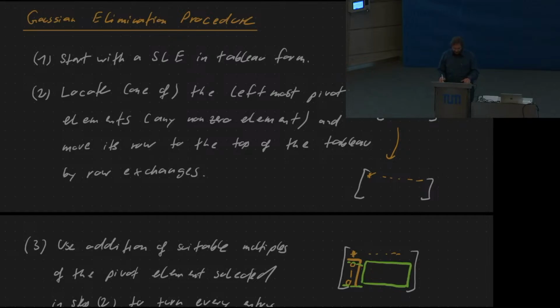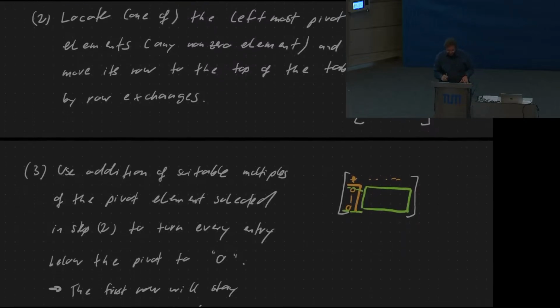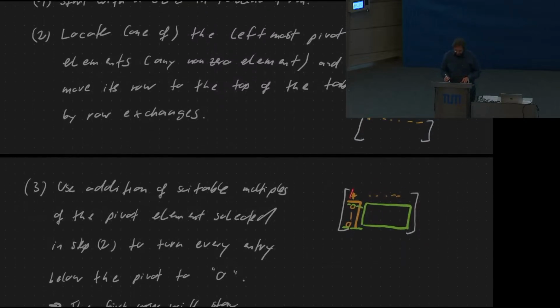You locate one of the leftmost pivot elements and make sure it's in the first row. So if necessary, exchange the order of equations. Then you use this first row, and specifically the pivot element that's non-zero, and subtract suitable multiples of the first row from all the other rows, so that you get zeros below the pivot element. That gives you your first staircase.